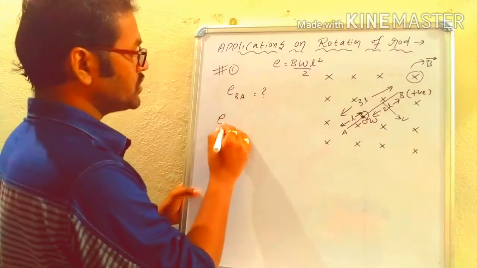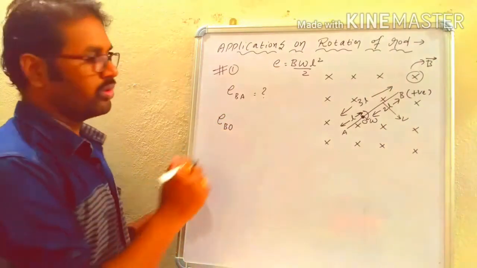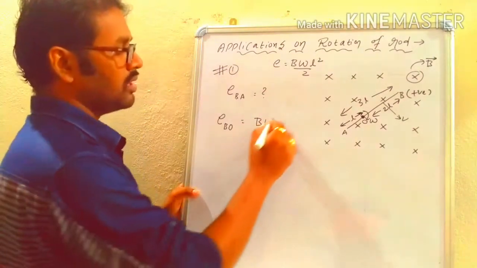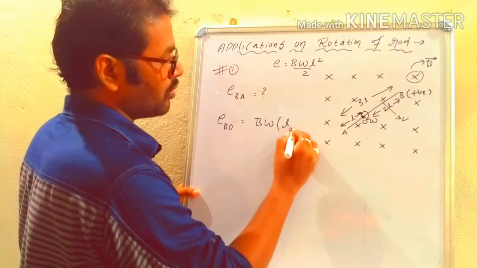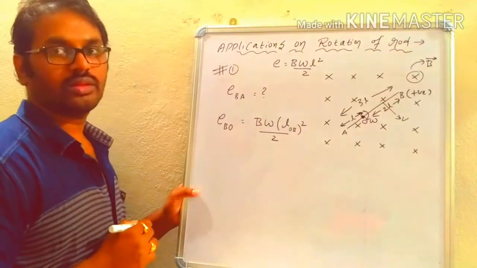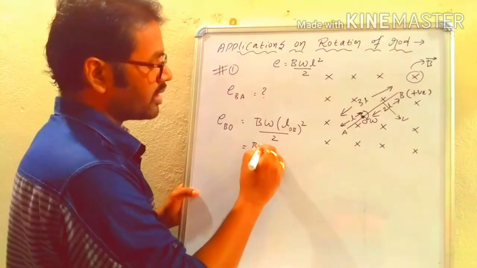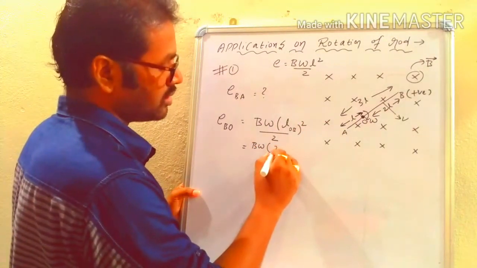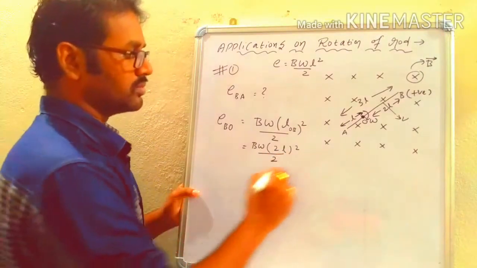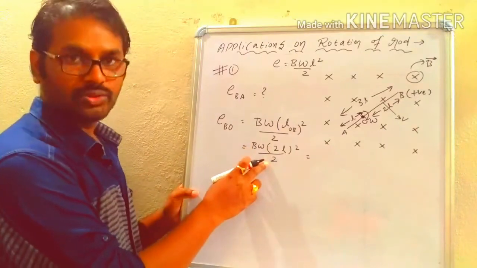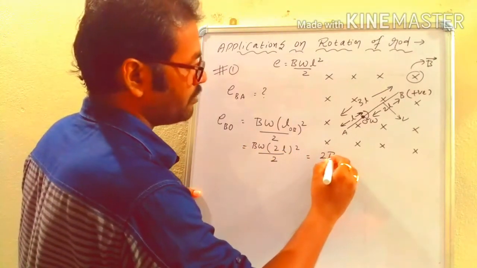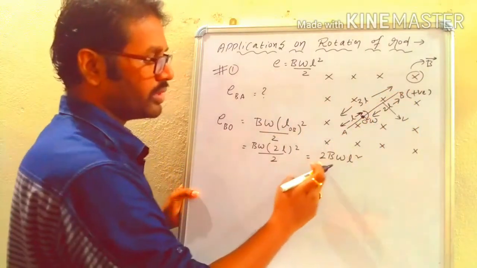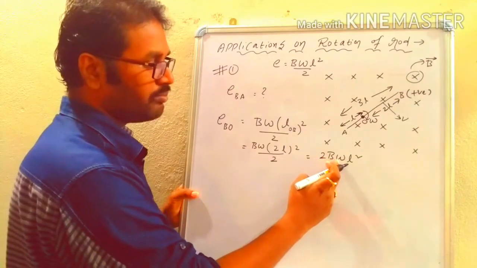Now I can take the induced EMF across the two points B and O. How much is it with this result? It is B omega L square divided by 2, where L is the length between points O and B, which is 2L. Then it comes as B omega into 2L whole square divided by 2. That is equal to 2 square is 4, 4 by 2 comes as 2. So 2 into B omega L square. So the induced EMF across the two points B and O is 2 times B omega L square.